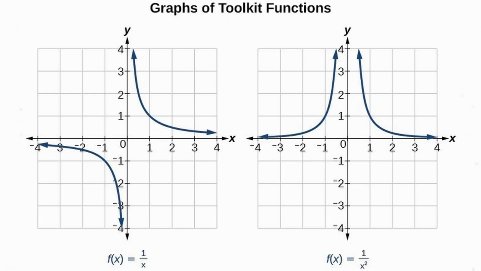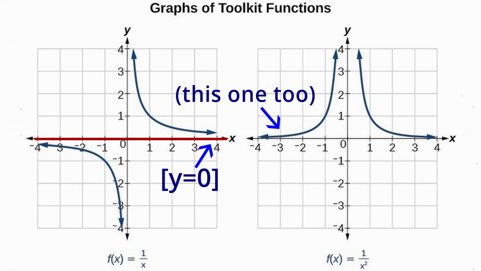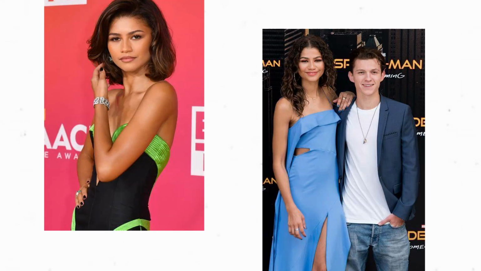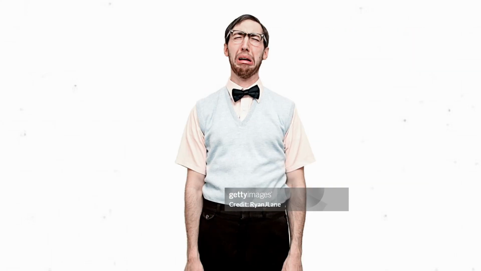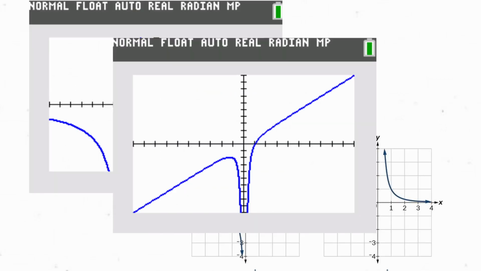This just means a curve will continue approaching a certain value like y equals 0 without ever touching it until it reaches infinity. In the real world, you can think of it as an unattainable crush that you'll never get. I'm not speaking from experience or anything. Anyway, on the bright side, there are a few different types of asymptotes: vertical, horizontal, and oblique.